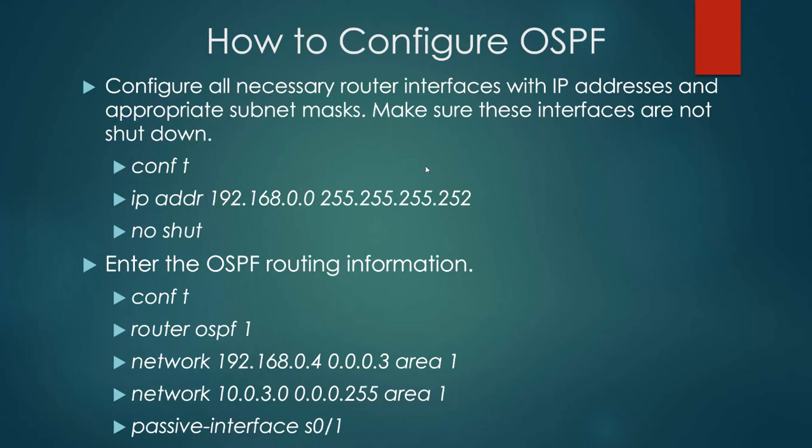Once you do that to all the interfaces you need to work on, you go back to global configuration mode. Type this new command, router ospf 1. Now this number here is the process ID. We'll discuss that in a bit. Then you type the word network, your subnet ID, a wildcard mask, the word area, and then the area number. You do that for all the subnets that are connected to your router.